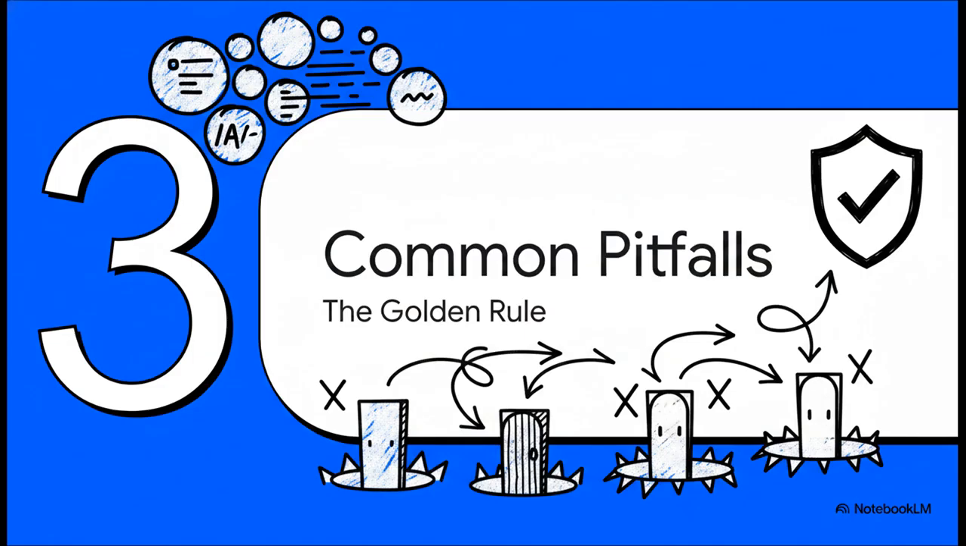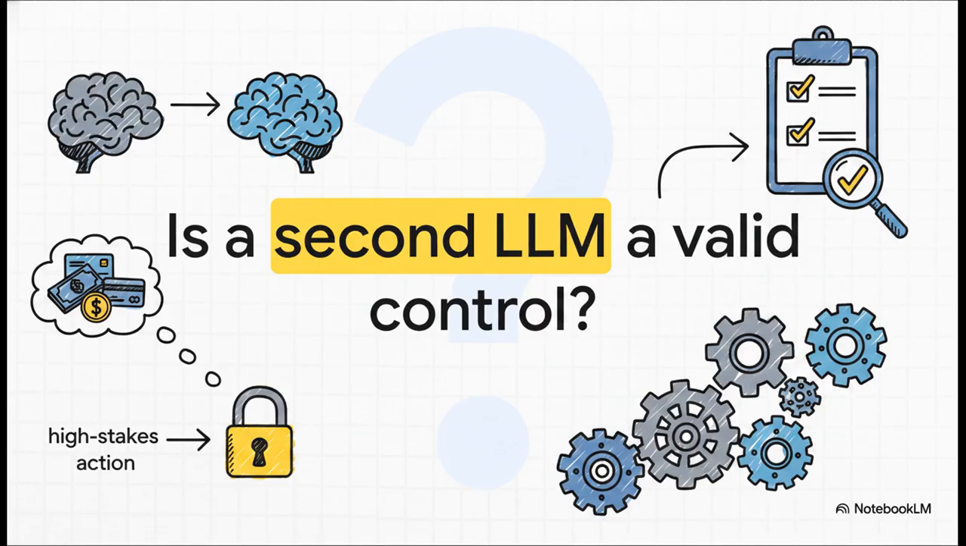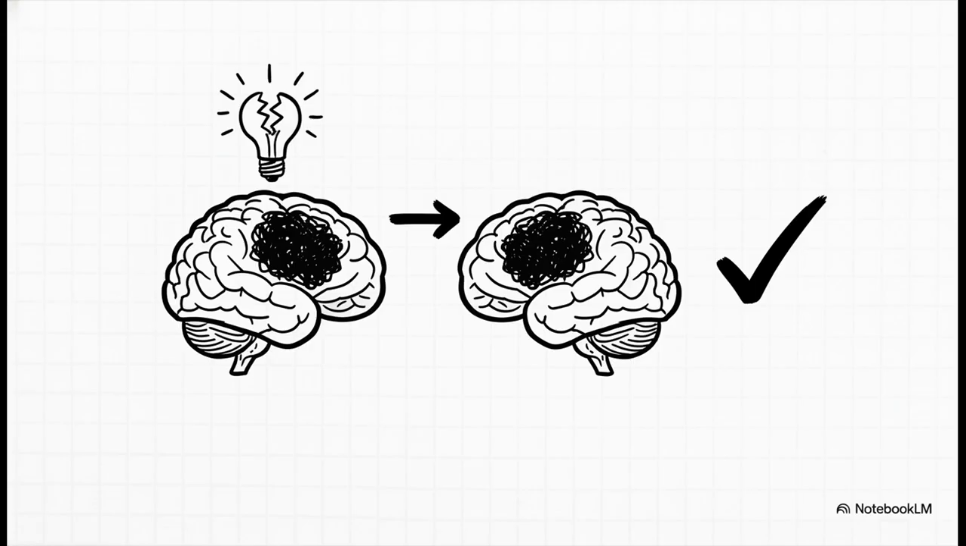Which brings us to section 3, the golden rule and common pitfalls. As we wrap up this analysis, we really have to look at the dangerous traps that engineering teams fall into when they're trying to build controls. I want to ask you this directly, because it is a massive misconception in AI development right now. If your first LLM proposes a high-stakes banking action, is having a second LLM double-check the first one's work a valid regulatory control? It turns out the answer to that is a massive, resounding no.